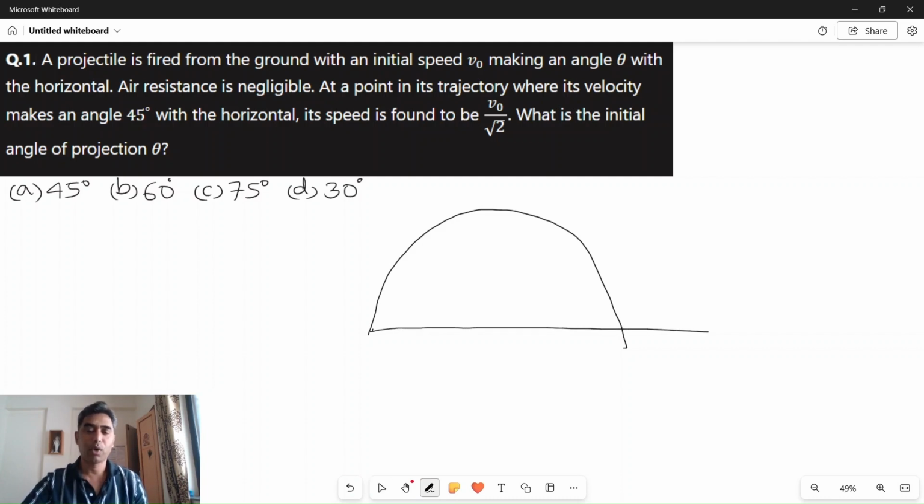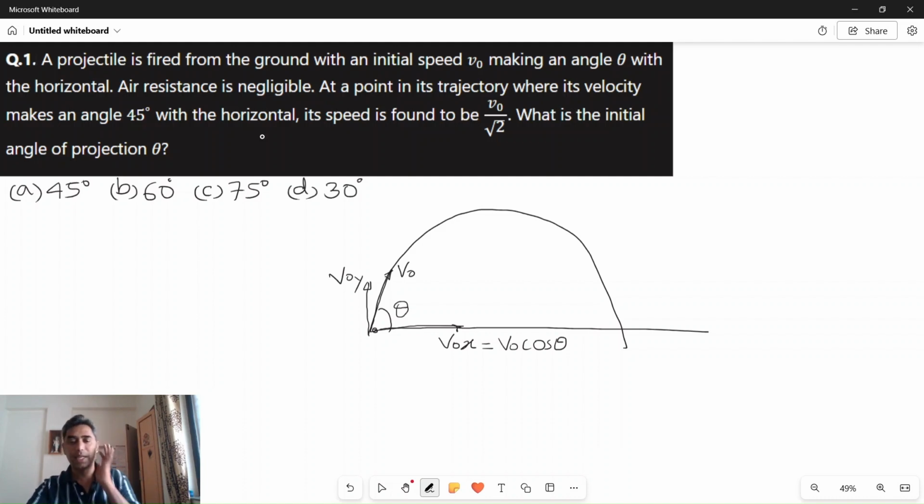So this is the point of projection. So it is given in the problem. This speed is V naught, okay, and this angle is theta. So from here they have projected, from here velocity V naught is there. This angle is theta. Now this horizontal component is V naught x is equal to V naught cos theta. Vertical component will be V naught y is equal to V naught sin theta.